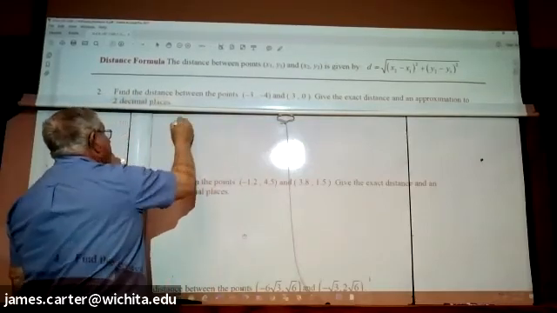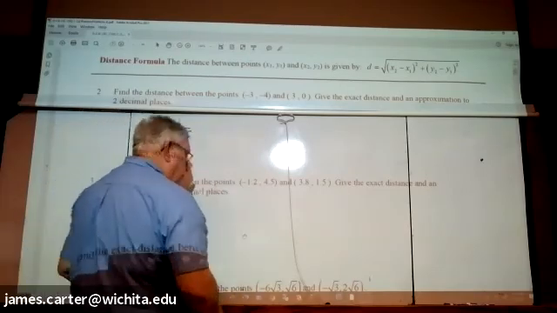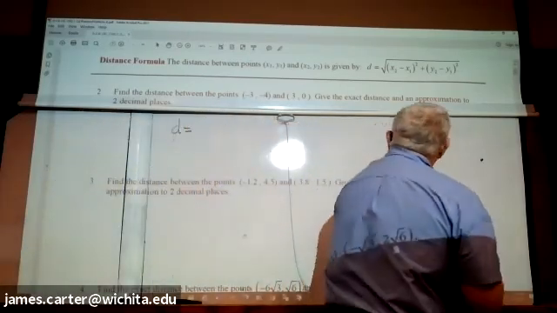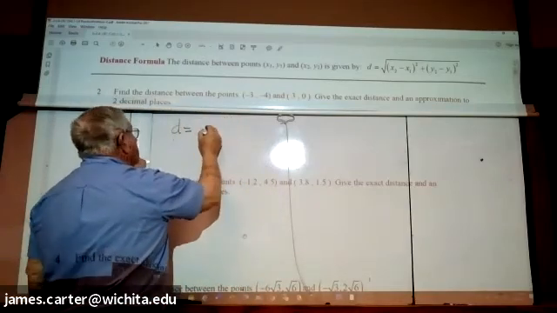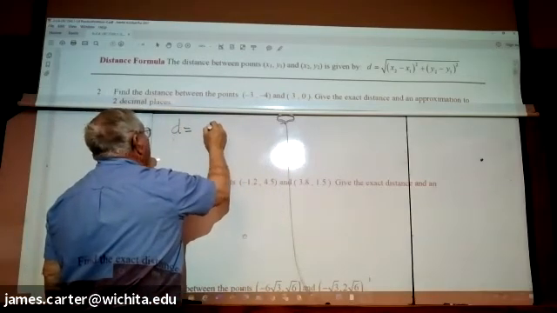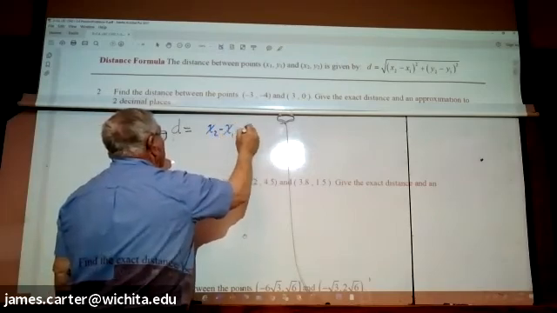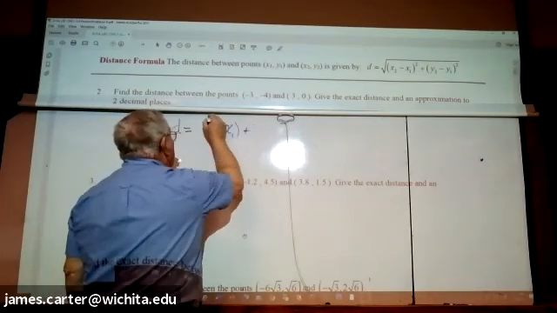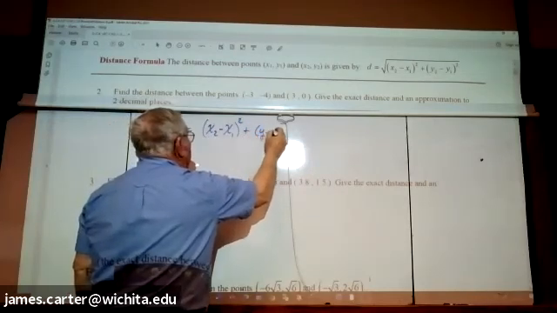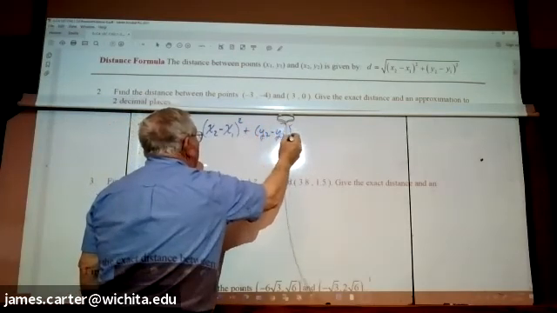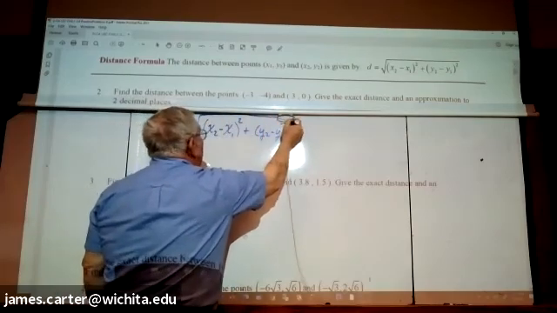So first I'll write the formula. D equals, I think that blue pen writes it a little bit better than this black one does. D equals x2 minus x1, squared, plus y2 minus y1, squared, and the square root of all of that.